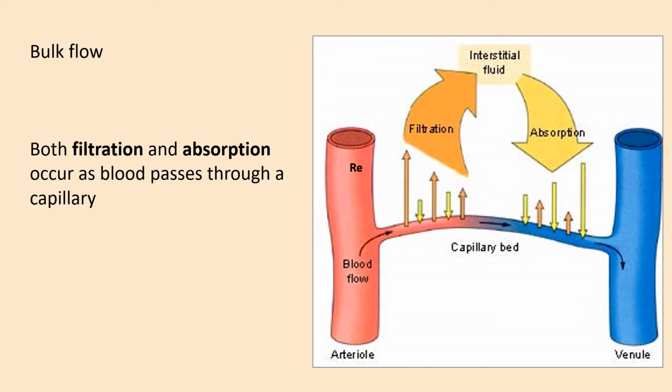In this image, we're looking at a simplified capillary bed. On the left, we see an arteriole. On the right, we see a venule. And that capillary bed is represented by just a single capillary for the sake of simplicity. And as blood flows through that leaky capillary, both filtration and absorption occur. During filtration, substances leave the blood and join interstitial fluid. And during absorption, substances leave interstitial fluid, cross the capillary wall, and become part of blood.